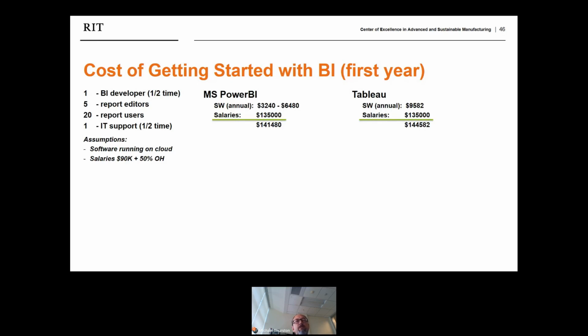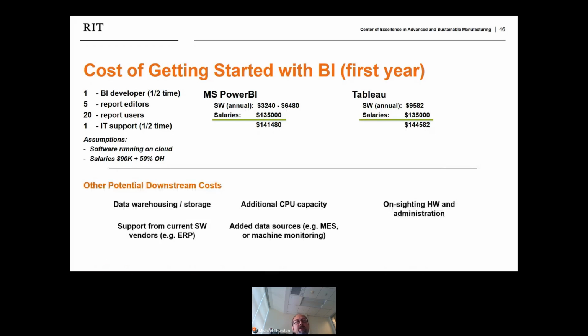Now, once you get some basic applications developed, for example, you build your KPI tools, you may not need to do development in the next year unless you have new applications you want to proceed on. And there are some other potential downstream costs. Usually these are going to occur as you scale up your business intelligence application.